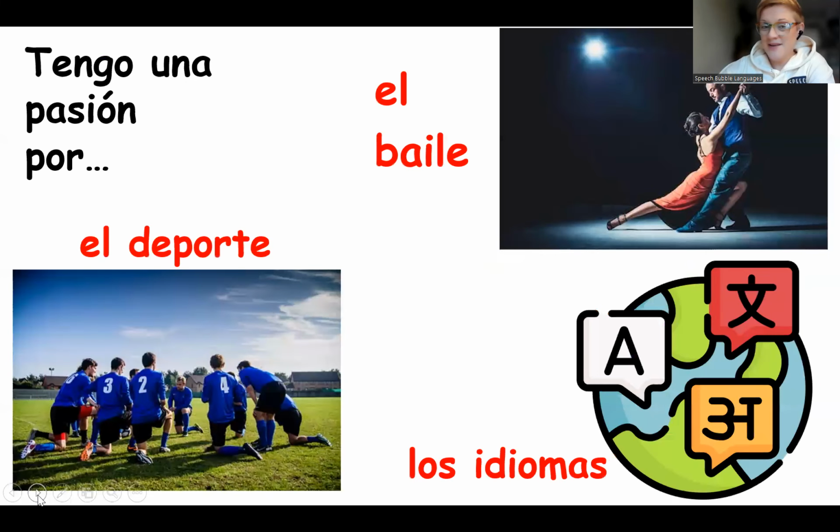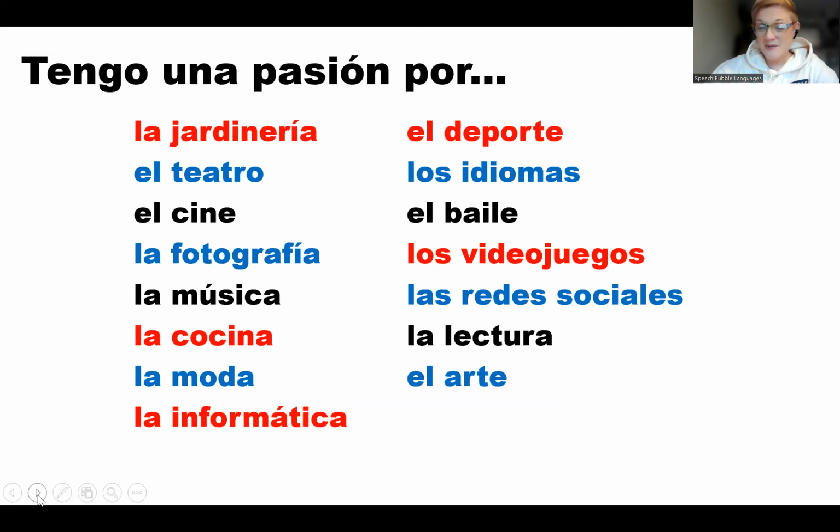Our final batch then of things that we have a passion for. We have el baile for dancing. We have football or sports there. Football is the example. And lovely language as your passion at the bottom. That's one of my ones, obviously. Try the words first. El baile, el deporte, los idiomas. Tengo una pasión por el baile. Tengo una pasión por el deporte. Tengo una pasión por los idiomas. Muy bien todos. Very well done, everyone.